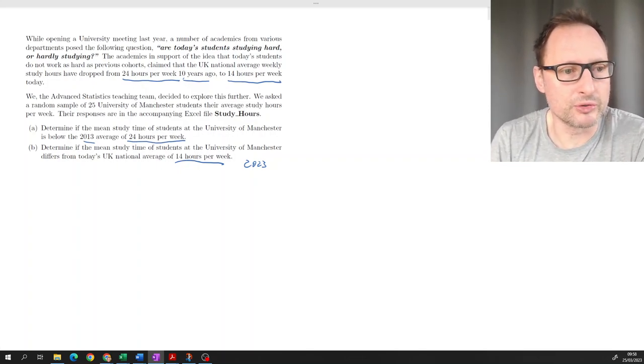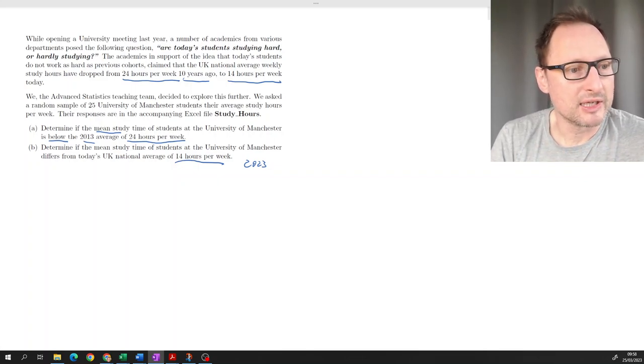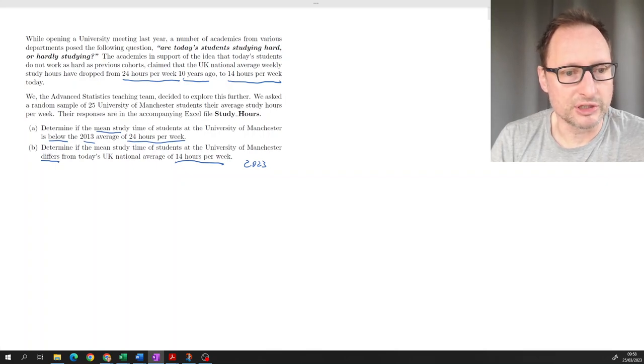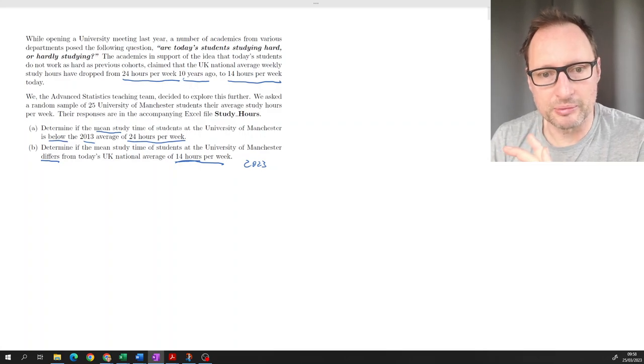And we will be forming two hypotheses. The first one, in sub-question A, is the mean study time of our students below that of 24 hours per week in 2013? The second hypothesis is, is the mean study time for our students today, so the same object, different from today's national average of 14 hours per week? So these are the problems we'll be looking at.